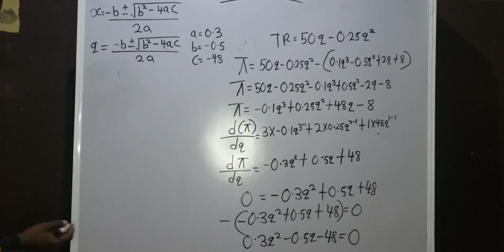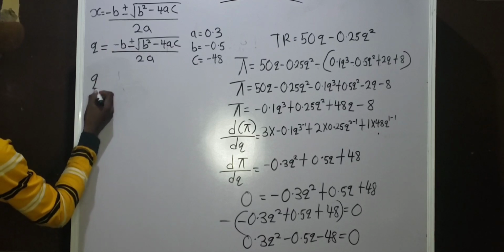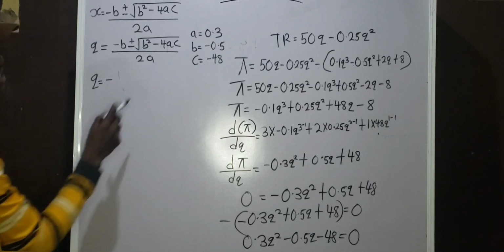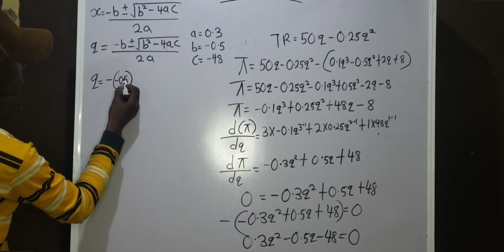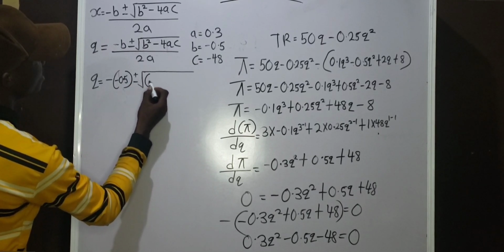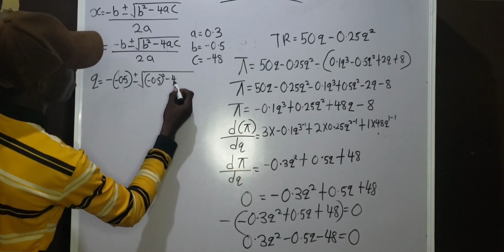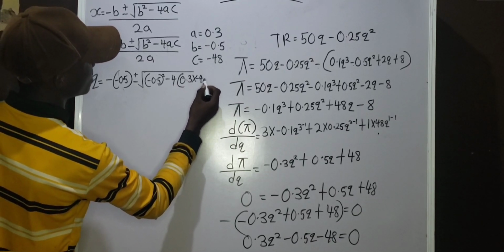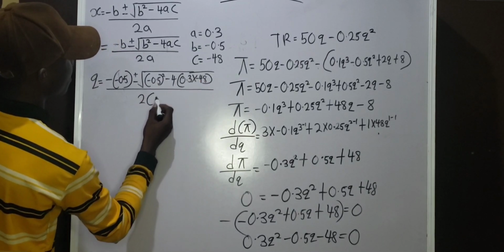So now the next step is that I'm going to substitute all these parameters into this formula to calculate the value of q. So I'm going to have q is equal to negative. Don't forget that there is a negative in the front of b, and b is what? Negative 0.5. So I'm going to have negative 0.5, plus or minus the square root of b squared. B is what? Negative 0.5. So if you square negative 0.5, that is b squared. Minus 4 multiplied by 4ac, a is 0.3 multiplied by negative 48, all over 2a, 2 multiplied by 0.3.